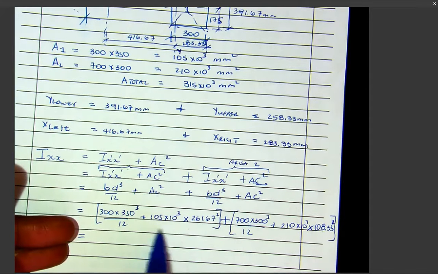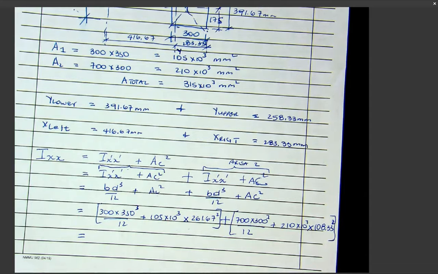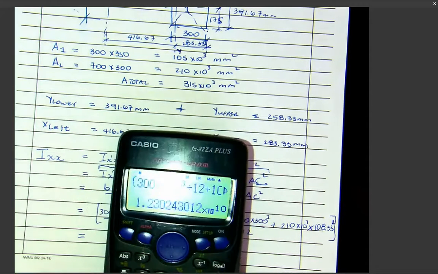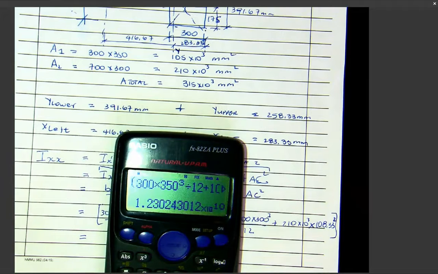That is, I'm done with that. Then I'm doing this one now. 700 times 300 cubed divided by 12 plus 210 exponent 3 times 108.33 squared. Then I close my bracket. Then this is my answer that I'm getting from the calculator.